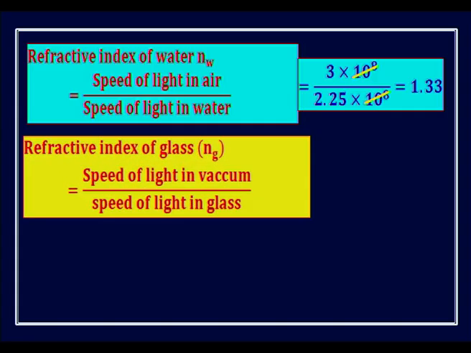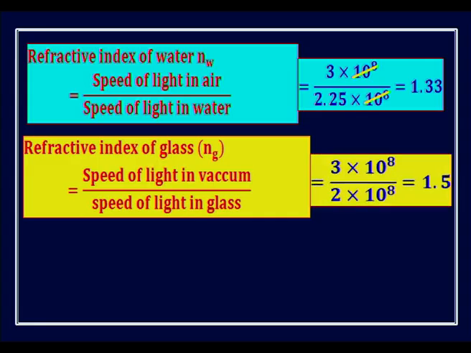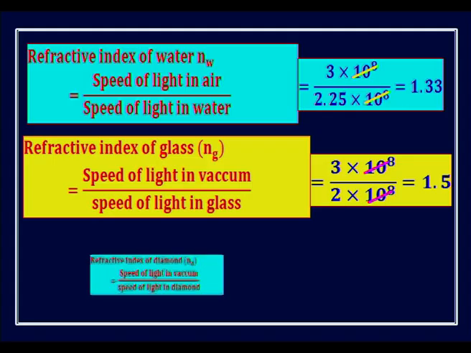So, the refractive index of water is 1.33. The refractive index of glass, represented by eta G, is equal to the speed of light in vacuum divided by the speed of light in glass. The speed of light in vacuum is 3 into 10 power 8. The speed of light in glass is 2 into 10 power 8. Here 10 power 8 gets cancelled. 3 by 2 is equal to 1.5. So, the refractive index of glass is 1.5.